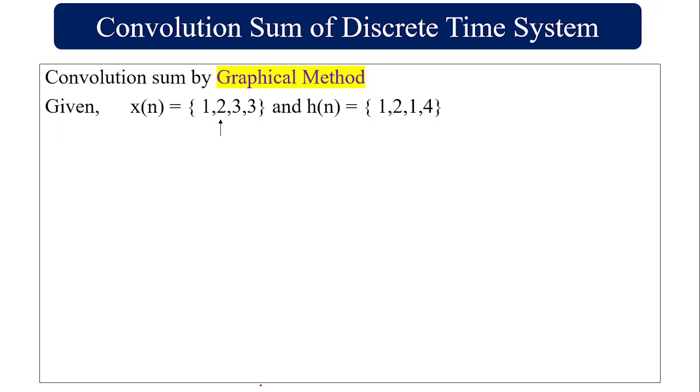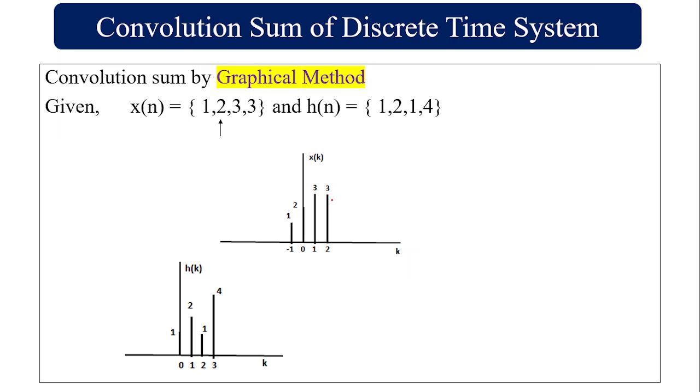So here x of n and h of n is given. First I'll have to express it in graphical mode, x of n. So here it is from -1 to 2. So the value is 1, 2, 3, 3. I'll be getting your h of k first. So it's 0 to 3, 1, 2, 1, 4.